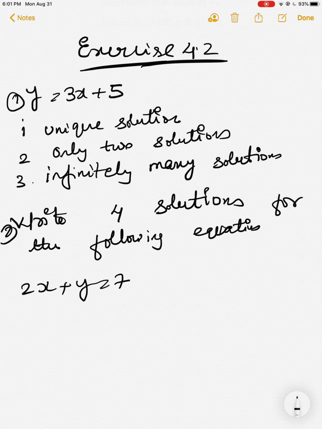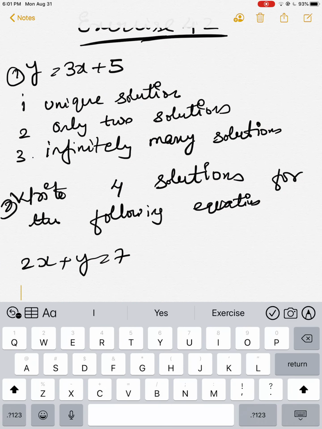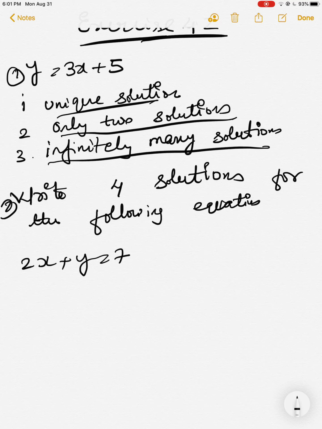See, this is exercise number 4.2. First one, y is equal to 3x plus 3 equation is given. For that you have to say whether it has a unique solution, only two solutions, or infinitely many solutions. This is a linear equation of two variables.